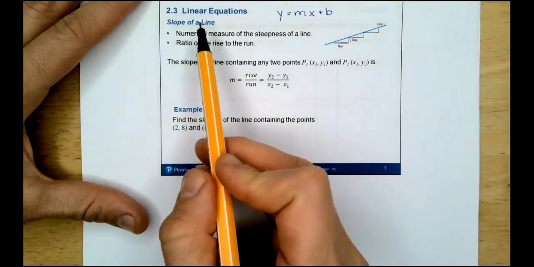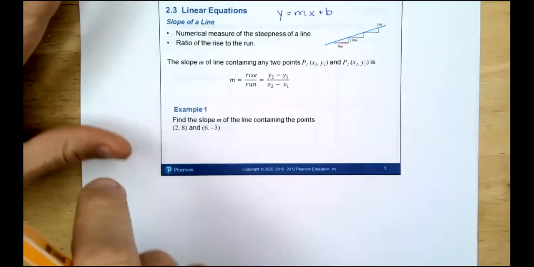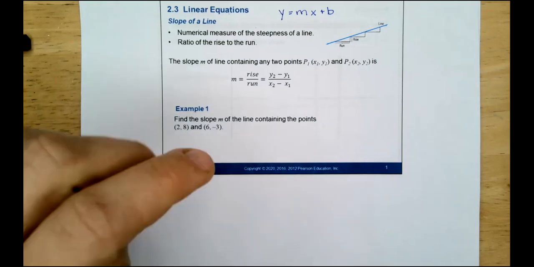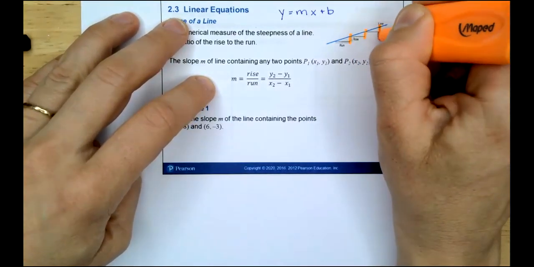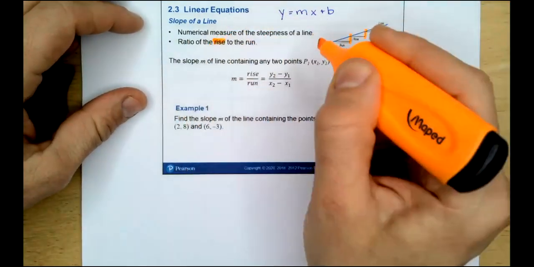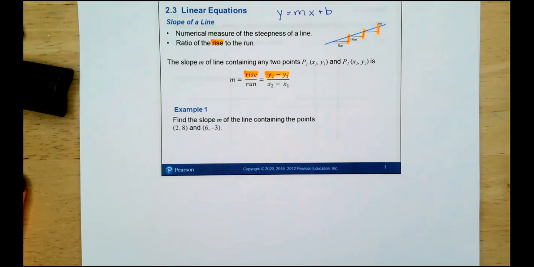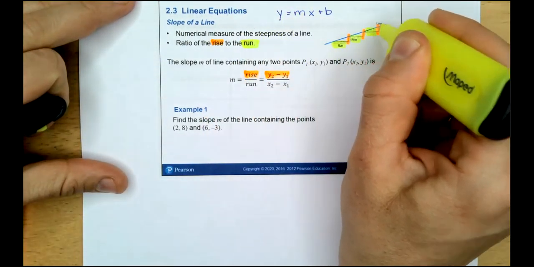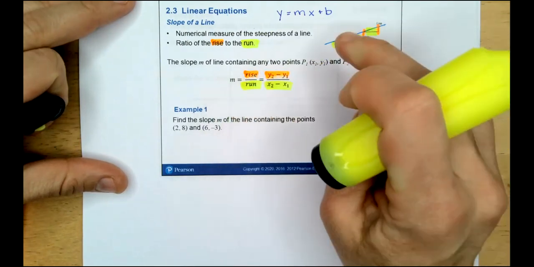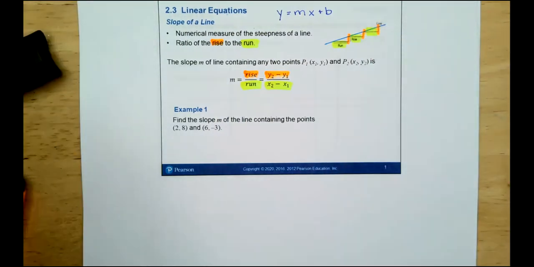The slope of a line is the numerical measure of the steepness of a line, the ratio of the rise. So the rise of slope is its y value. And then the run of slope is its x value. So we kind of treat it like stairs. Over 2, up 1, over 2, up 1, over 2, up 1, perhaps, for example.